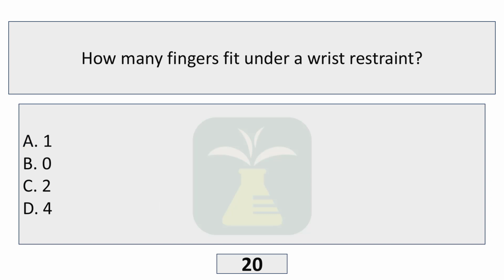How many fingers fit under a wrist restraint? A. 1. B. 0. C. 2. D. 4. Correct answer, C. 2. Two fingers ensure restraints are snug but not restrictive.